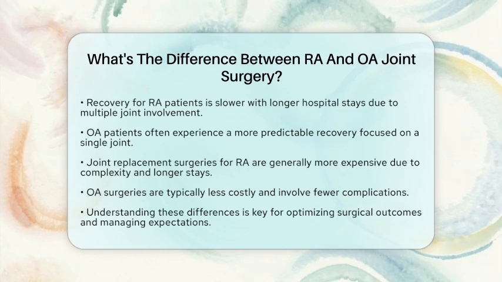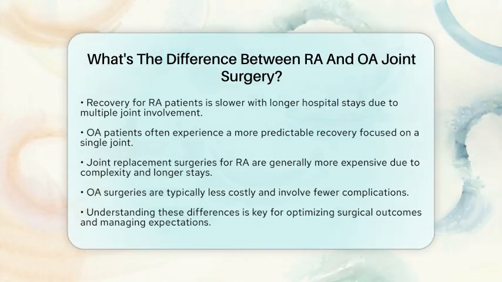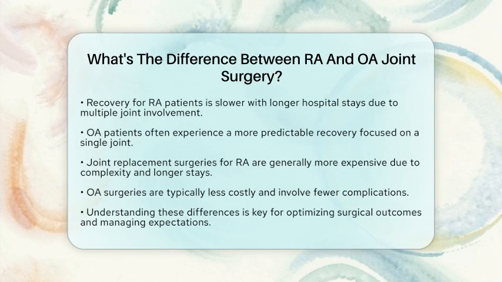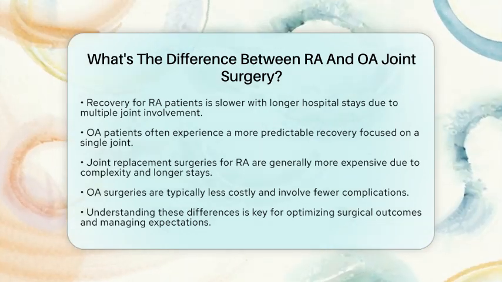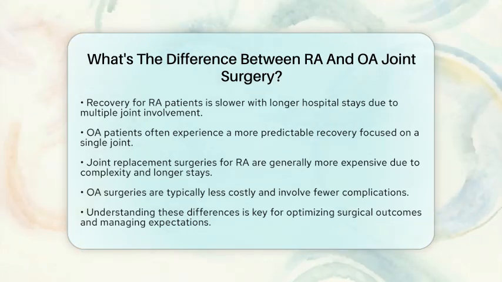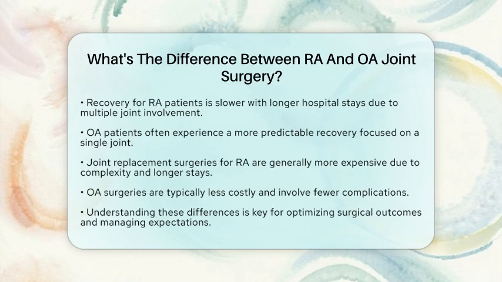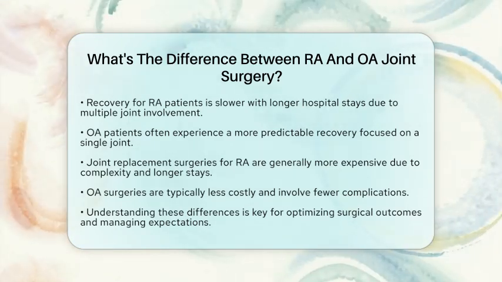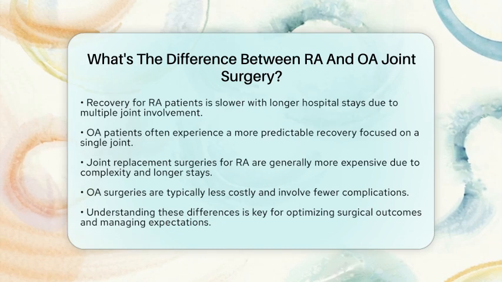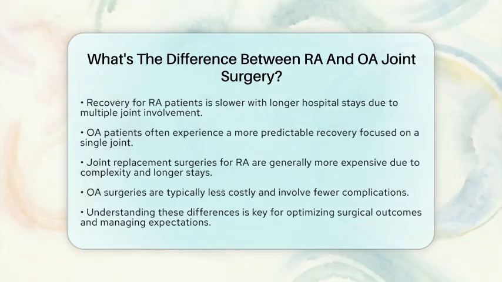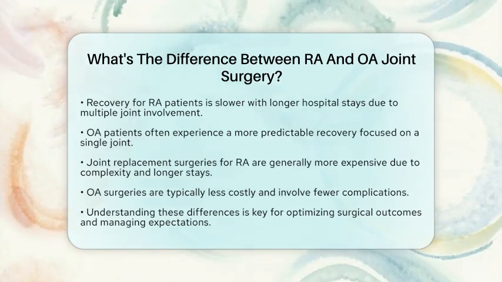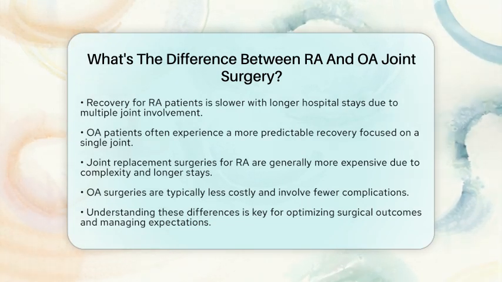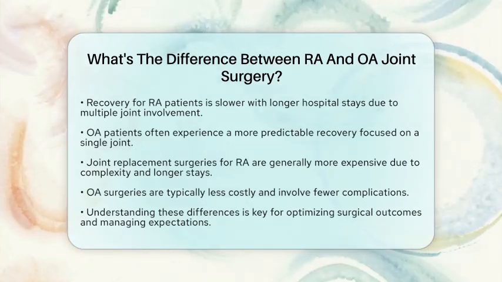In summary, while both rheumatoid arthritis and osteoarthritis can lead to joint replacement surgery, the surgeries for rheumatoid arthritis are typically more complex and carry higher risks. Understanding these differences is essential for optimizing surgical outcomes and managing expectations. Always consult with healthcare professionals for personalized advice tailored to individual medical needs.